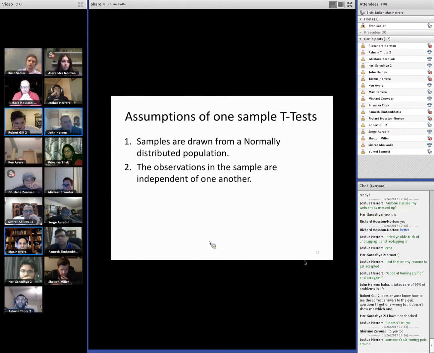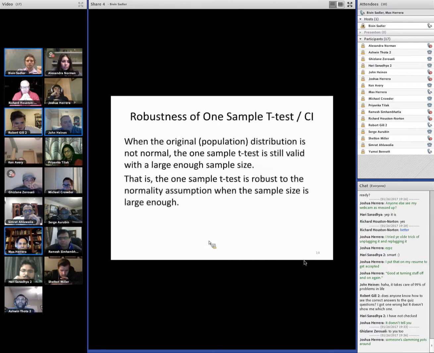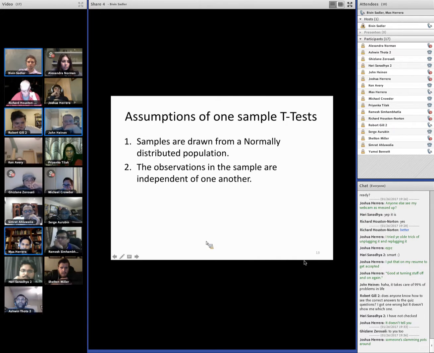So, assumptions of the one sample t-test. How can we do this by hand, or in practice? We know we have these two assumptions. Is the test robust to these two assumptions? Let's see how we know. The two assumptions are a normally distributed population and independent observations. We're going to assume the second one.